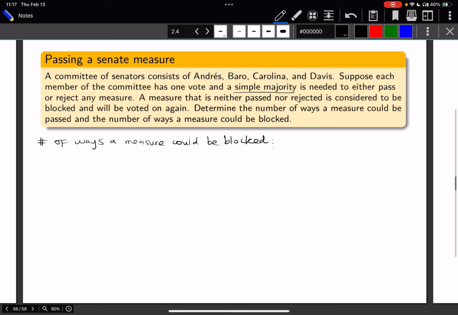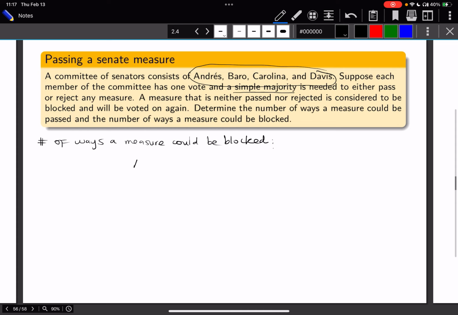Now, if there is a simple majority, we get pass or reject. A measure that is neither passed nor rejected is considered to be blocked. And that's what we want to get, a measure that is blocked. To get a measure blocked, we need to avoid having a majority. There will be a tie. And to get a tie, we need 2 people to vote yes and 2 people to vote no. So in this case, we're thinking of selecting 2 people out of the crowd, and the other 2 will vote no.